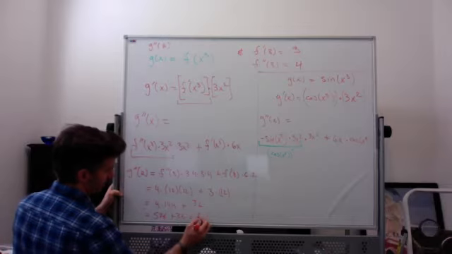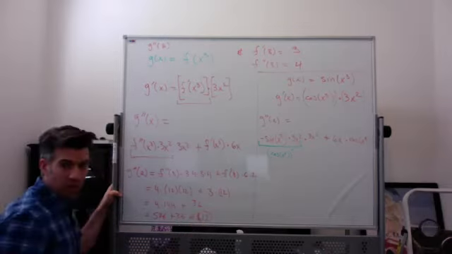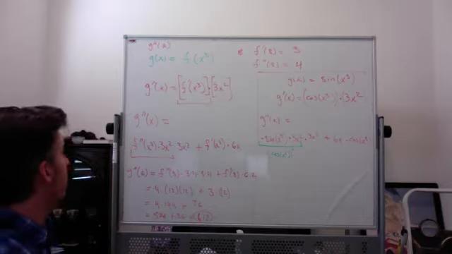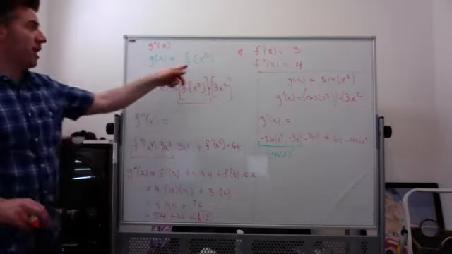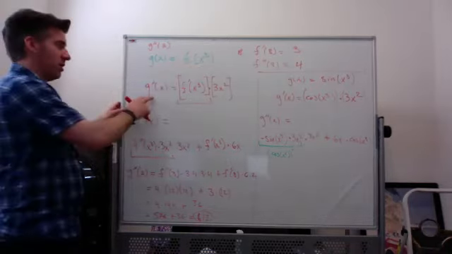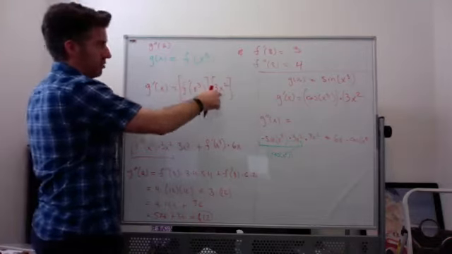Doesn't really matter what the number is here. The point is that you can take the second derivative of g of x equal to f of something by doing, so g prime of x is f prime of the something times the derivative of something.